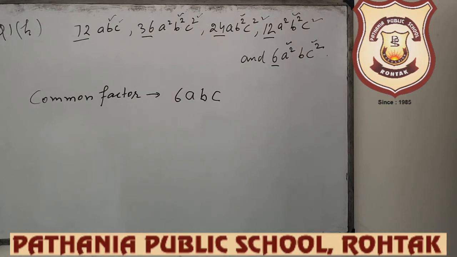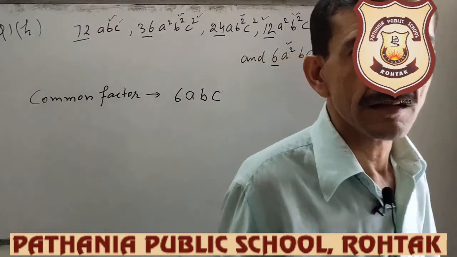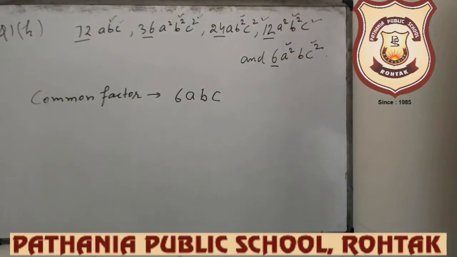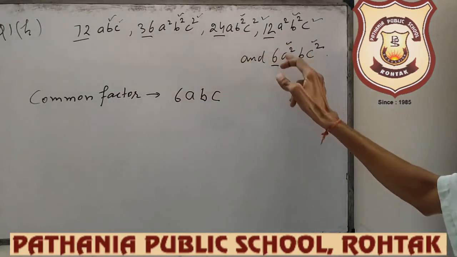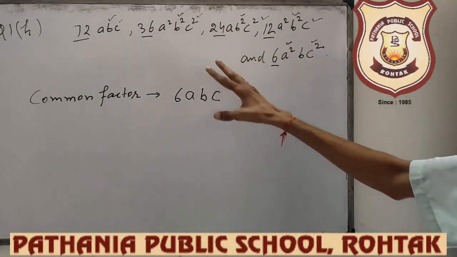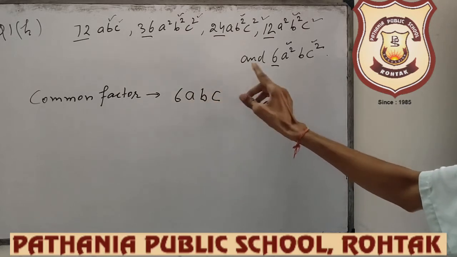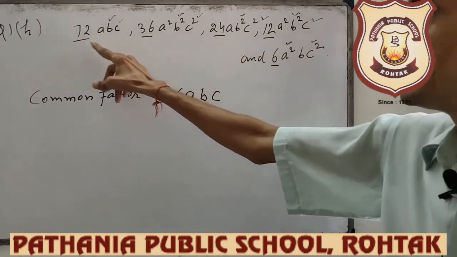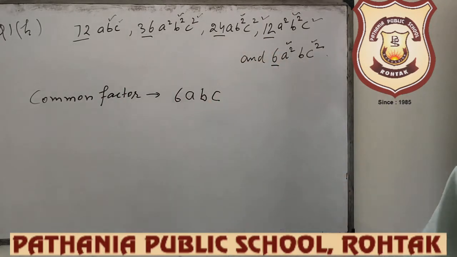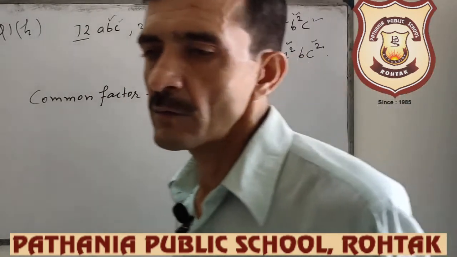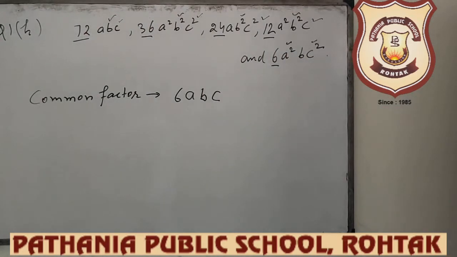In this way you can write all the common factors. Whatever numbers or variables are given in the statement, take the minimum power of them, and from the numbers find the largest number which divides all the numbers. So you can do it like this.